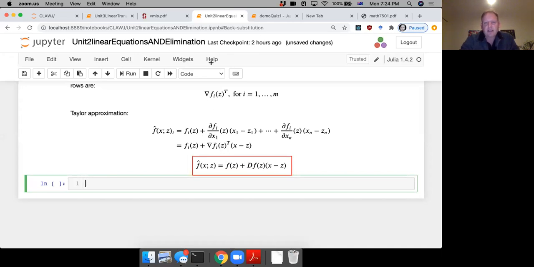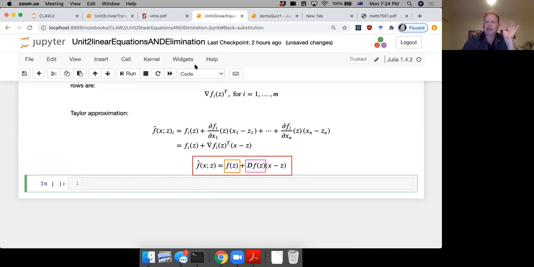So the approximation around the point z is going to be the function value at the point z plus the Jacobian matrix times the difference between the two points. Now, I know I threw a whole bunch of things at you. But the point is that now you've got a formula that looks like this for any given z.